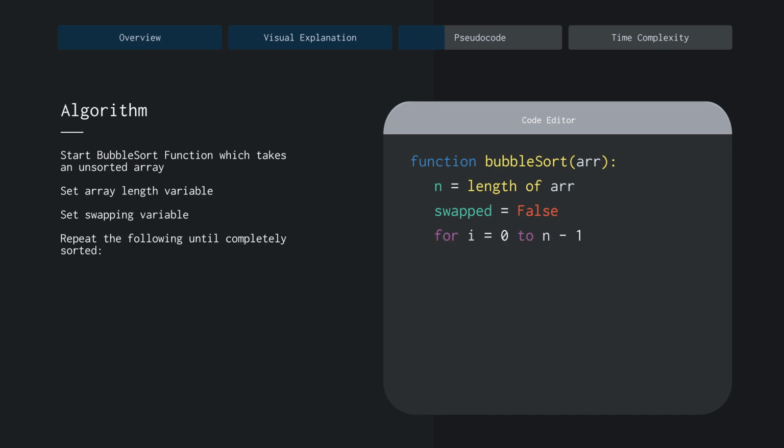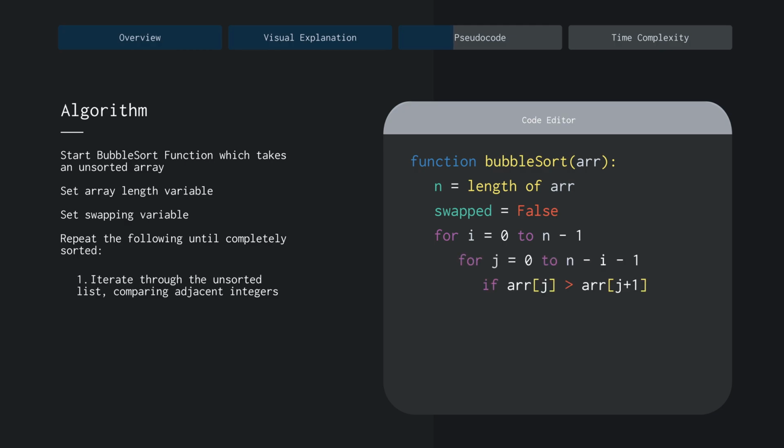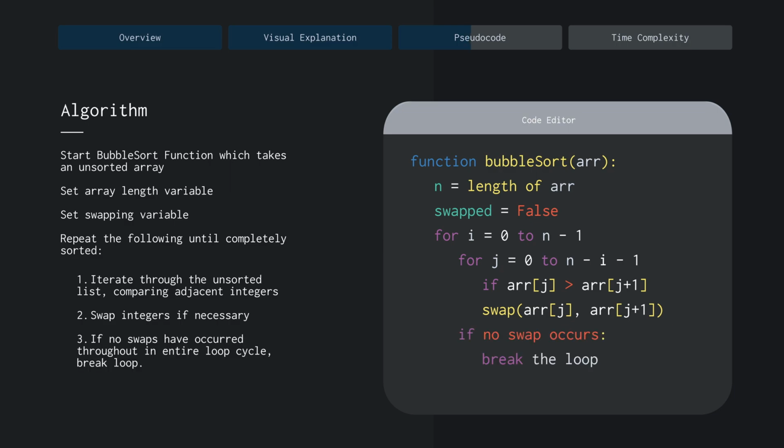Next, we create a loop which repeats the following procedure until our list is completely sorted. First, iterate through all unsorted integers in our list, comparing adjacent integers. Second, for any unsorted adjacent integers, swap their positions. Third, if no swaps have occurred throughout the entire loop cycle, break the loop. Once the loop breaks, we know our list has been completely sorted, so we can return the sorted array. You can use this pseudocode to run a bubble sorting algorithm in any language of your preference.